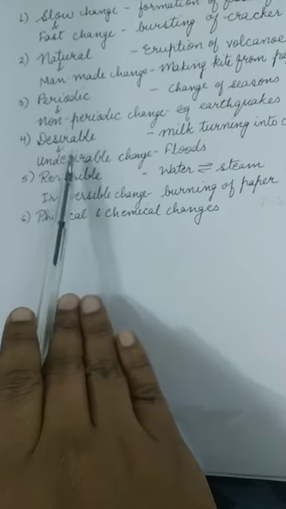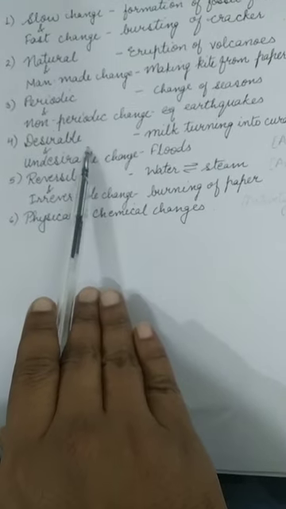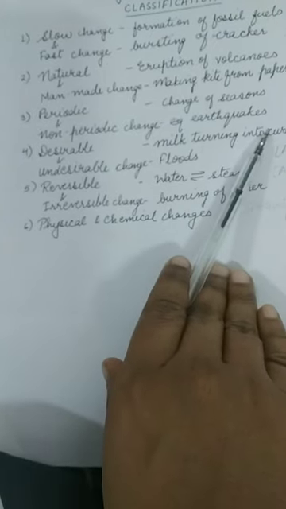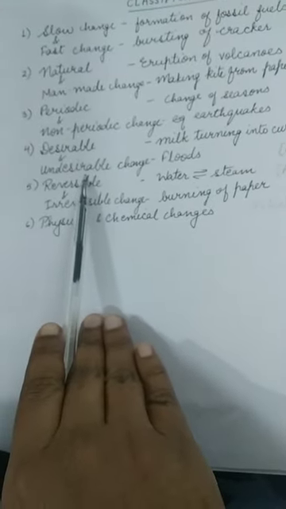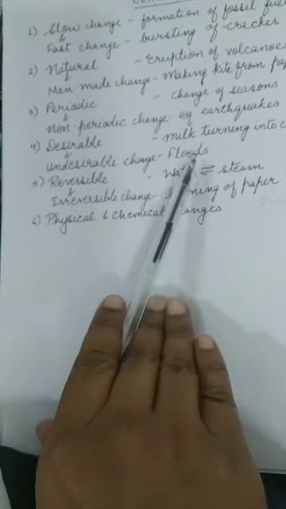Next type is desirable and undesirable change. Desirable change are useful to us, useful to mankind. For example, milk turning into curd. Undesirable changes, we don't want them to happen. They bring about destruction. For example, floods.